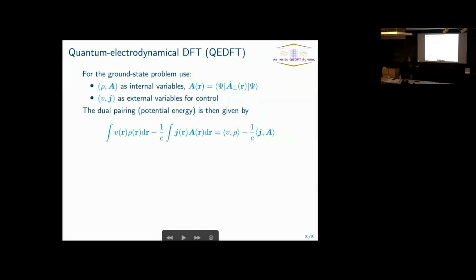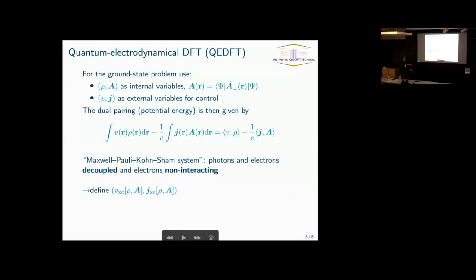Okay, so the dual pairing, the potential energy: the first part stays the same. This was from the previous Hamiltonian, just the external potential and the density integrated over. And how does it look for the new variables? Well, it looks exactly the same. It's just that here there's a little dot that is an inner product between three vectors. And how we used to like to write it is just with this dual pairing notation that looks like a scalar product.